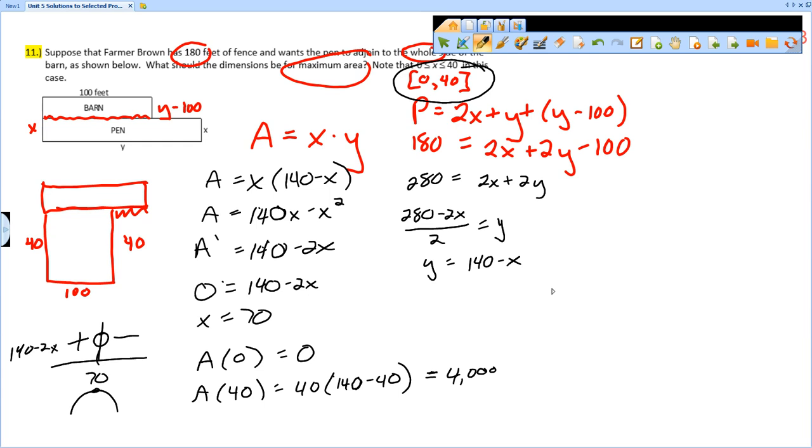And so the maximum is that x would equal 40 and y would equal whatever's remaining. Remember, y is 140 minus x, so that would be y is 100, right? And if you think about it, the biggest area you can make is to cover the entire side of the barn and then to have the two x's be 40.